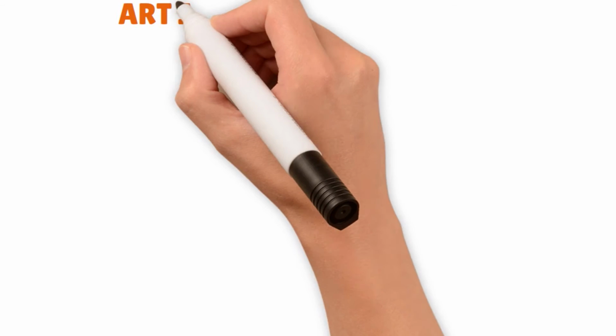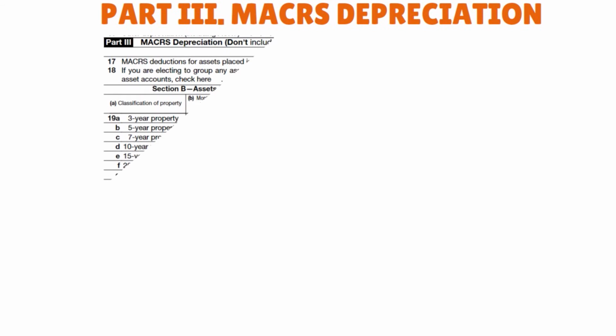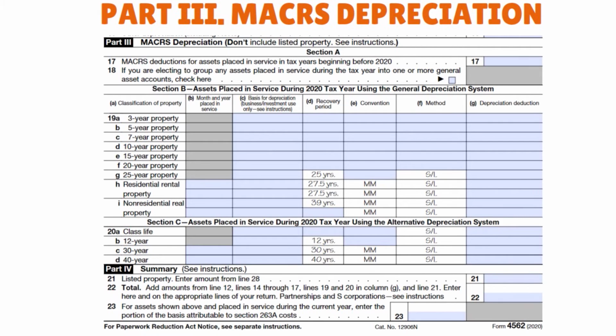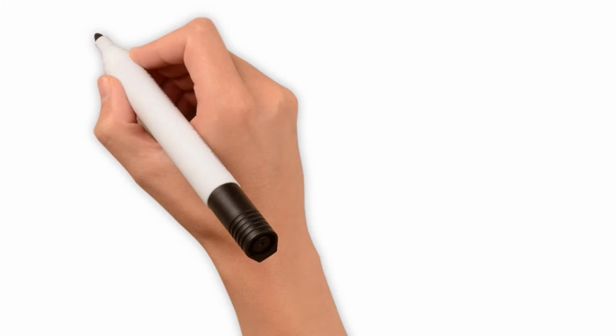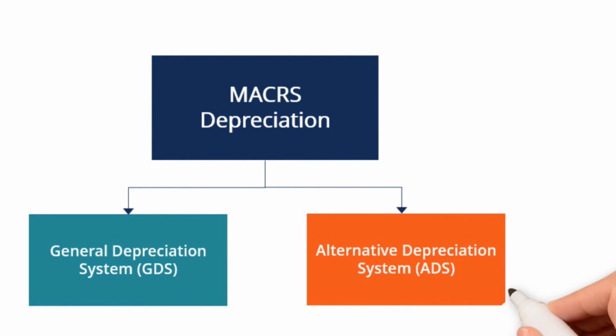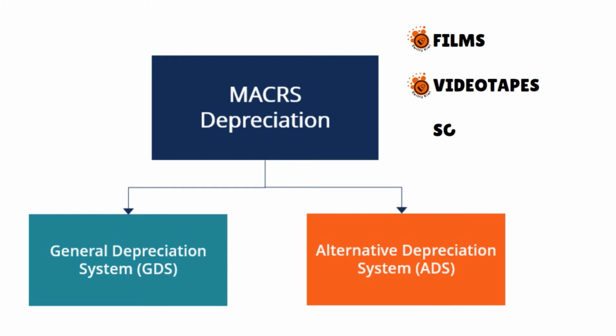Let's go now to part 3, MACRS depreciation. Folks, we're still looking at the screen right now. We have Form 4562, and so basically here, part 3, MACRS depreciation. Now the term modified accelerated cost recovery system includes the general depreciation system and the alternative depreciation system, and generally MACRS is used to depreciate any tangible property placed in service after 1986. However, MACRS does not apply to films, videotapes, and sound recordings.